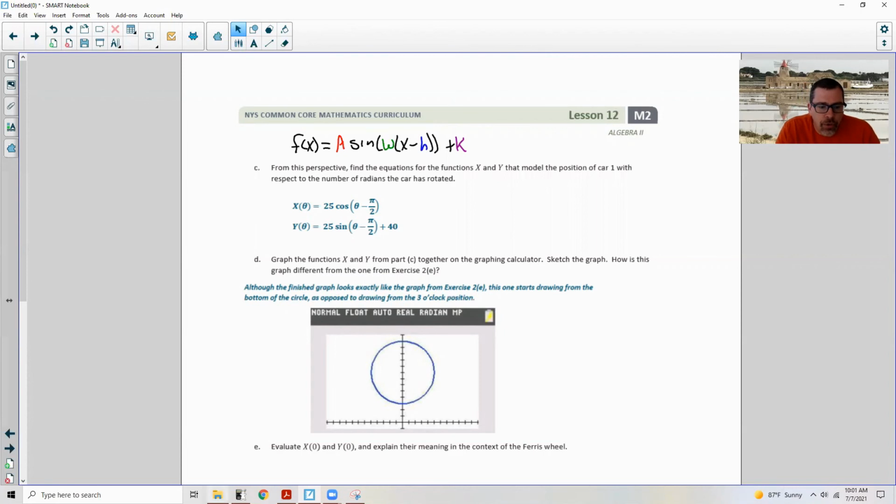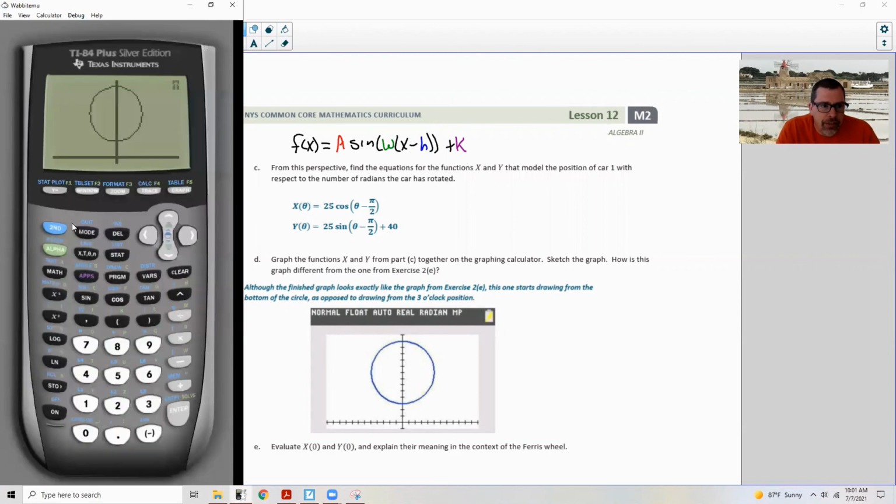Okay, so basically what they're saying is, if I go to y equals and graph this, it started at the bottom and just looped around. Whereas if I graph the other one, it was starting at 3 o'clock and going around. So if you watch that, then it started here and it went around like so.